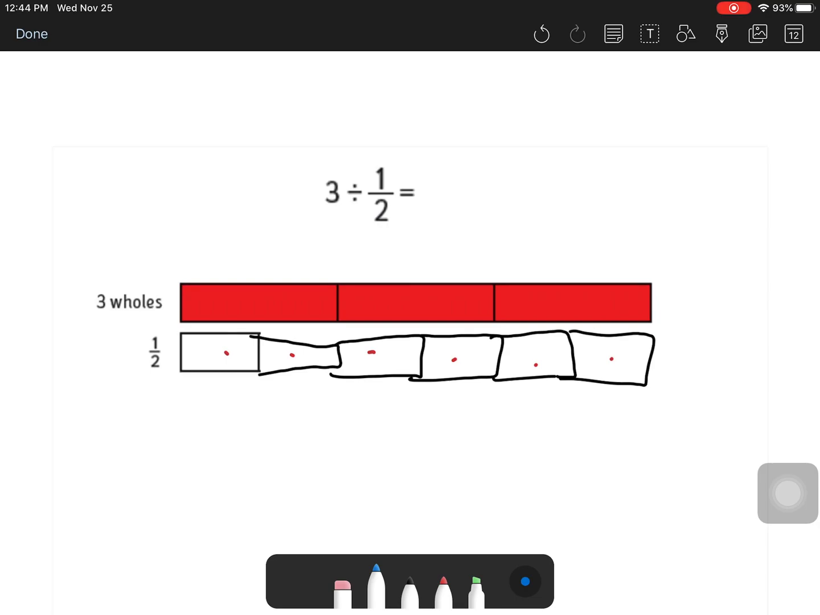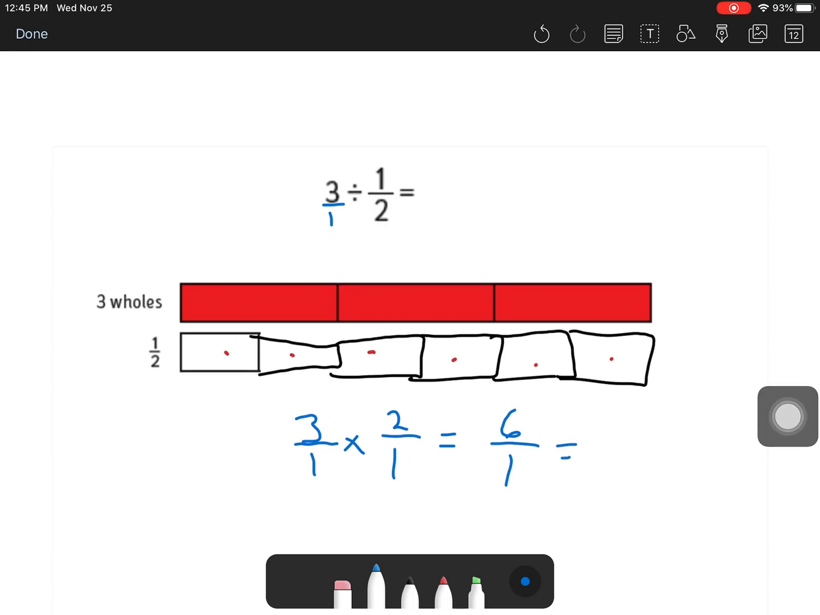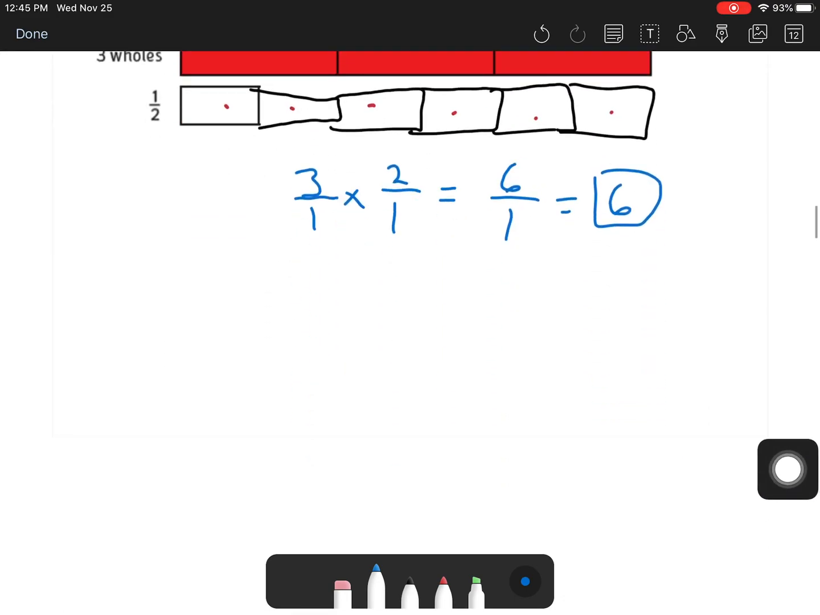Now if we did our actual work for that, we have 3, and technically it's 3 over 1. So you can make a fraction out of that by putting a 1 under it, and then we're going to flip it and switch it. So we switch that to multiply, and multiply by the reciprocal, we say, but you flip this over. So this becomes 3 times 2 and 1 times 1. Well, 6 over 1 is 6, and that's what we counted up here. 1, 2, 3, 4, 5, and 6. Okay.